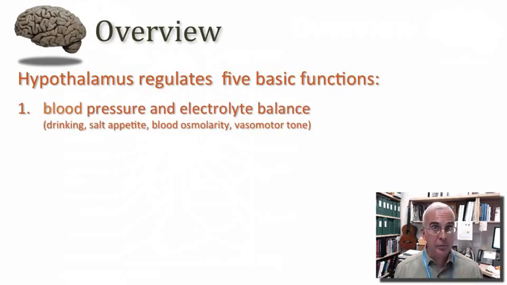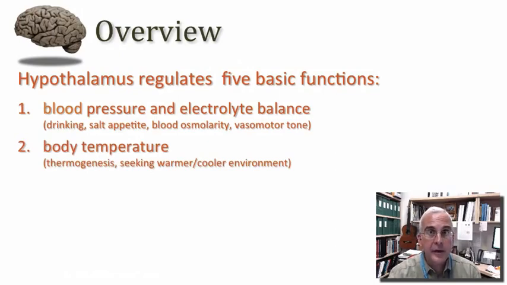It regulates blood pressure and electrolyte balance. And it does so by modifying a variety of behaviors and physiological functions that can impact blood pressure and electrolyte balance, such as seeking out fluids, drinking, generating an appetite for salts, adjusting the osmolarity of our blood, and adjusting our vasomotor tone, which, as you know, has an impact on our blood pressure.